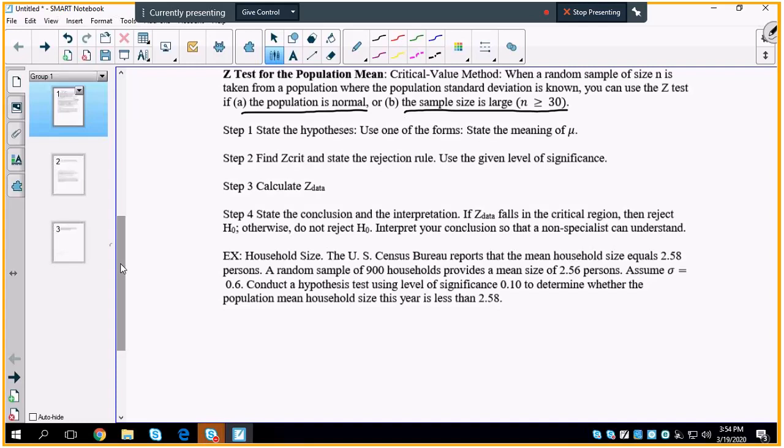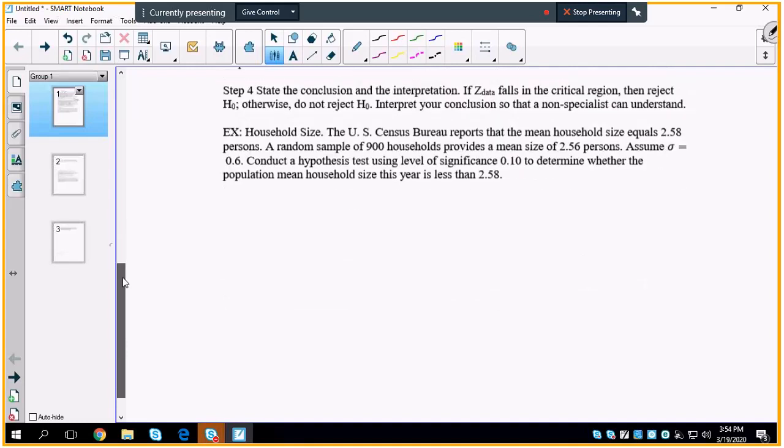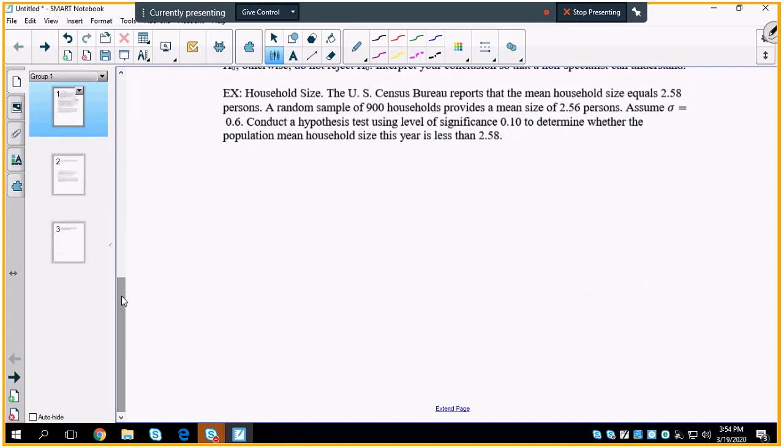Now, this process sounds a little bit critical when we think about the process, but let's try to solve a problem.